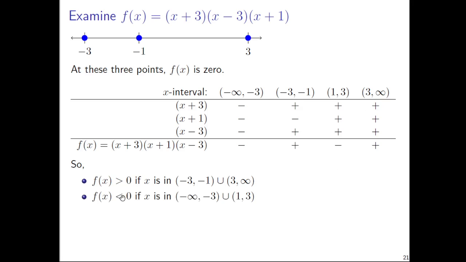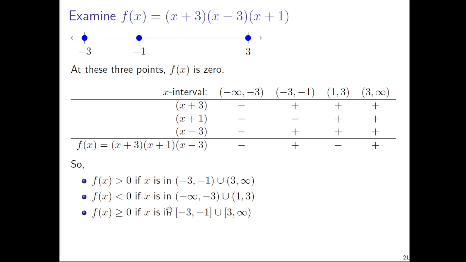F of x is negative if x is in, well, this interval or that interval. So it should be negative infinity to negative 3. And then this should actually, same typo, I copied this here. It should say negative 1 to 3, just because there was a typo there earlier. And then what about f of x greater than or equal to 0?